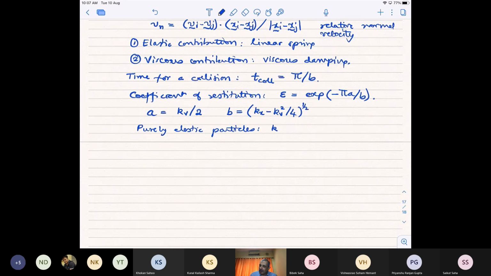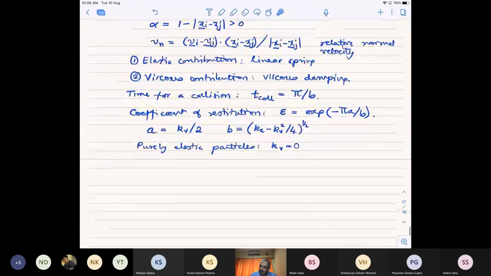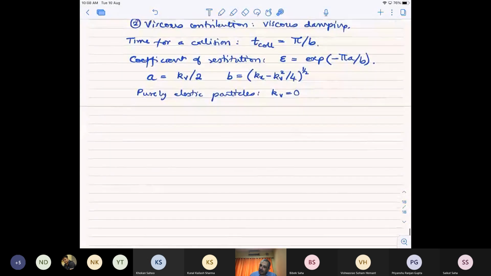So for purely elastic particles, kV is equal to 0. So in this equation, if it's purely elastic, then this term will be 0. And then if kV is 0, that means A is equal to 0. That means your coefficient of restitution is equal to 1. So this is as expected.